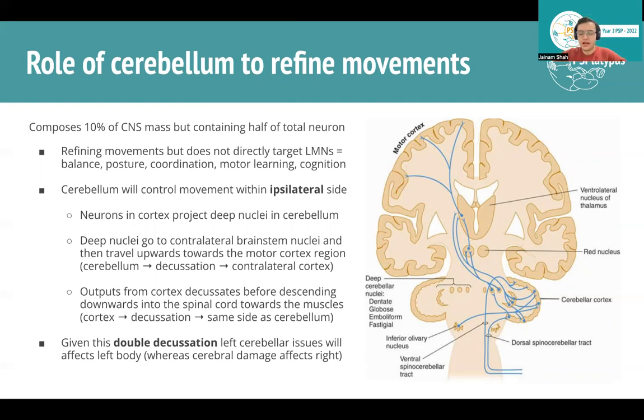And you need some, I guess you could say, middlemen to be able to get this signal to be smoother than it normally would be. So those centers are going to be the cerebellum as well as the basal ganglia.